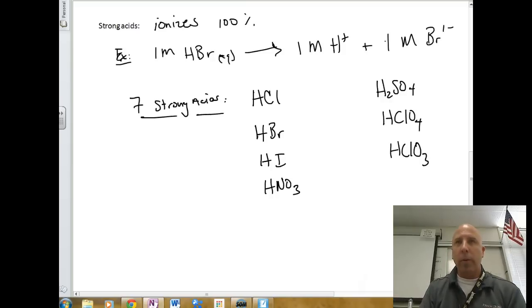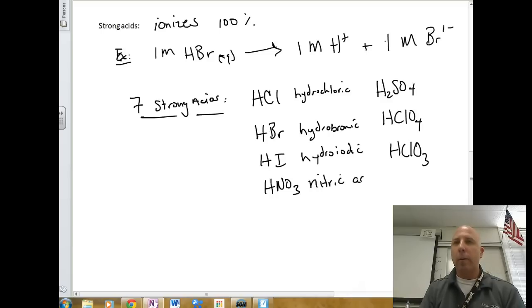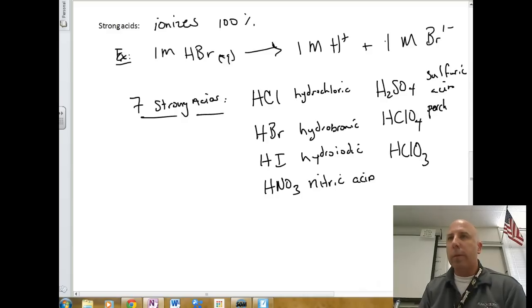We have hydrochloric acid first. And so that naming convention is going to follow through with the next 2. So the hydrochloric, hydrobromic, hydroiodic, and then we have nitric acid, deriving its name from that nitrate ion there, sulfuric acid, we have perchloric, and chloric acid.